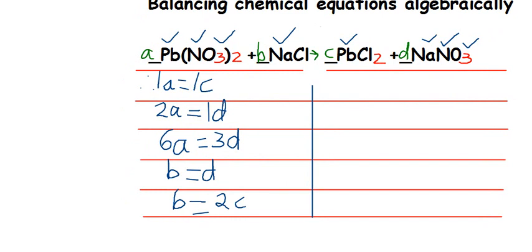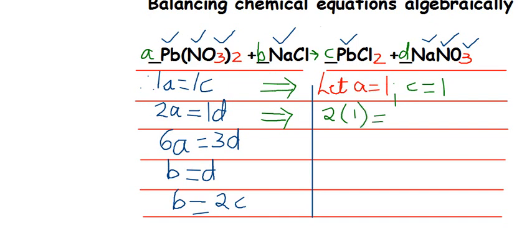The next step in balancing is to assume any one of the variables as being 1. So let us assume that A equals 1. Therefore, if A equals 1, then C also equals 1 because A equals C. So we have solved the first equation. Now coming to the next equation, we have 2A equals 1D. That implies 2 into 1 equals D, or simply D equals 2.